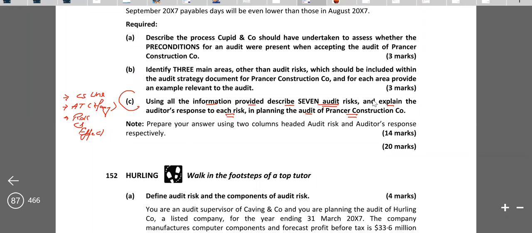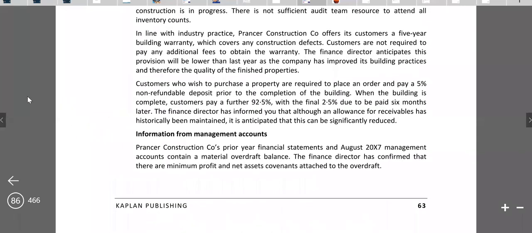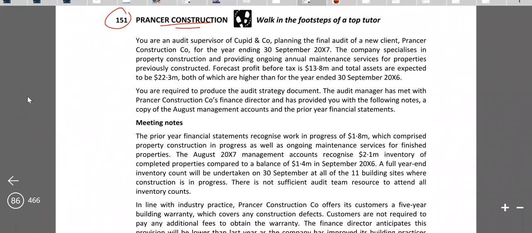So we have to identify 7 risks from the case study for 14 marks. So 7 marks for the risk and 7 marks for the responses. You are an audit supervisor of Cupid & Co. planning the final audit of a new client, Prancer Construction, for the year ending 30th September 2007. The company specializes in property construction and providing ongoing annual maintenance services for properties previously constructed. Forecast profit is 13.8 million. Total assets are expected to be 22.3 million, both of which are higher than the previous year.